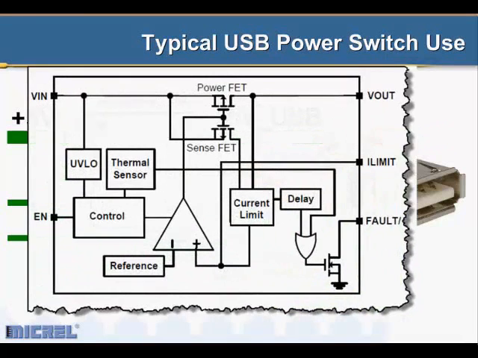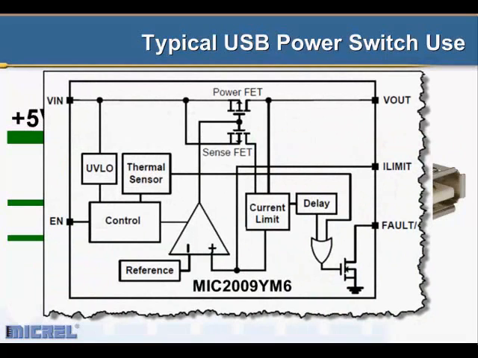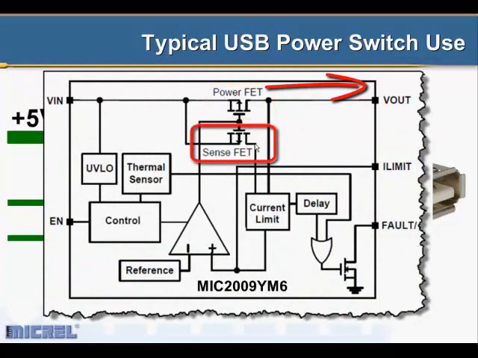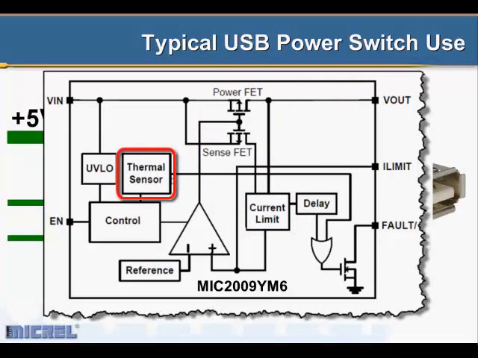If we look down inside the MIC2009, we'll see how it's built. The main power switch is this FET. It sends current to your device. In parallel with it is a sensing FET, and this FET helps sense the current and then gives an overcurrent indication to the logic inside the part. The parts also incorporate thermal sensors, which monitor the temperature in case the part overheats.